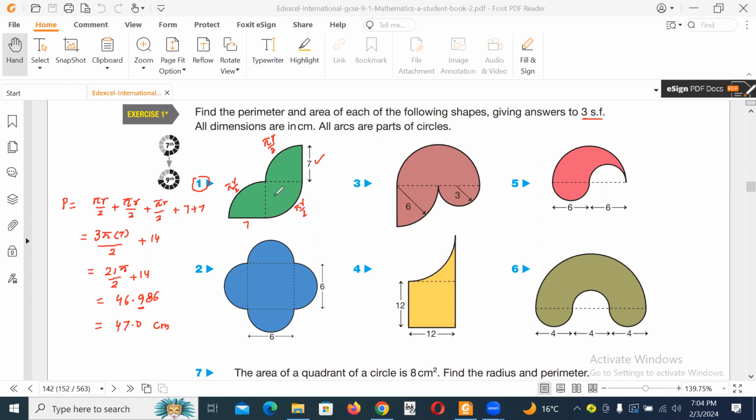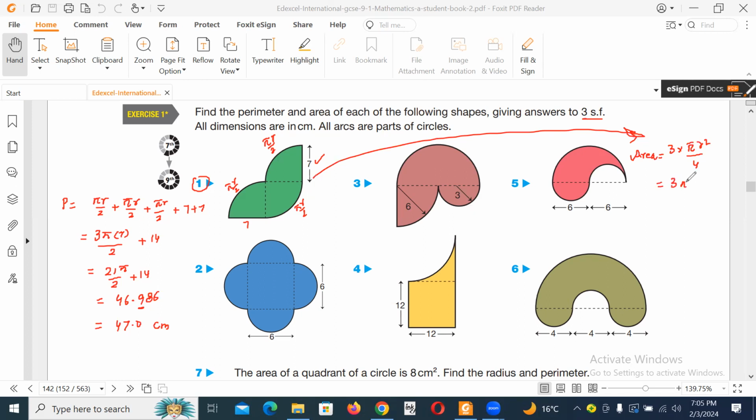And how do we find the area of the same shape? We have three quadrants of a circle. Each quadrant has area pi r squared over 4. The formula for the area of a quadrant is pi r squared over 4, because this is the fourth part. So for question number one, for area, there are three quadrants, meaning 3 multiplied by pi r squared over 4. So this will work for us.